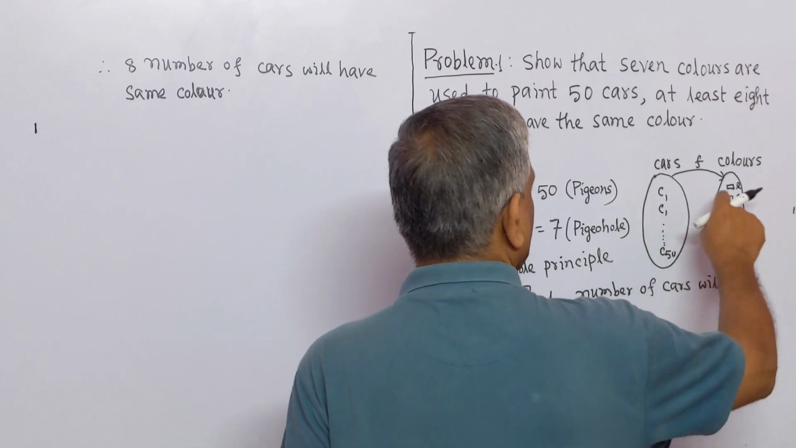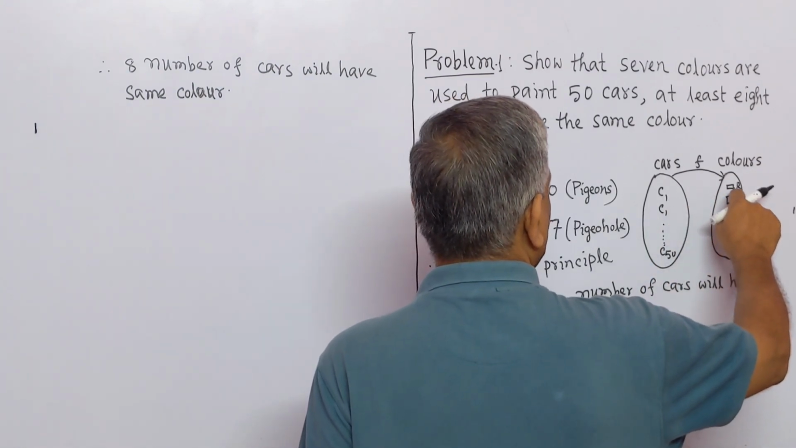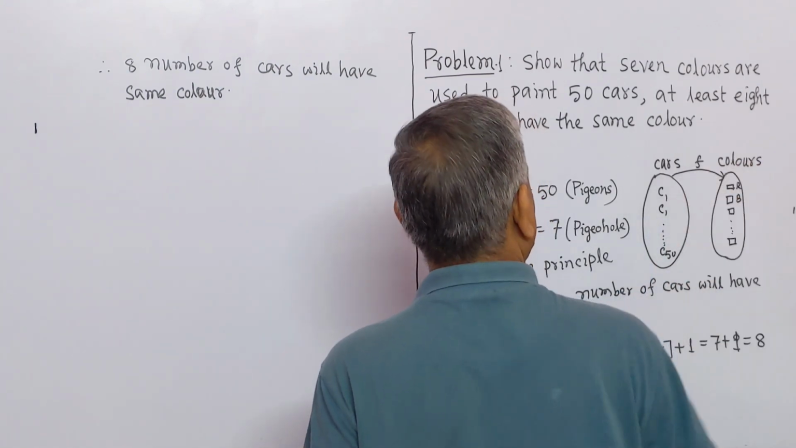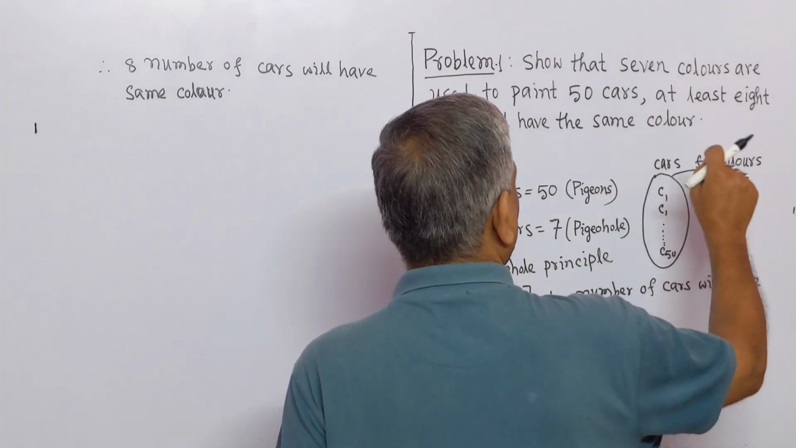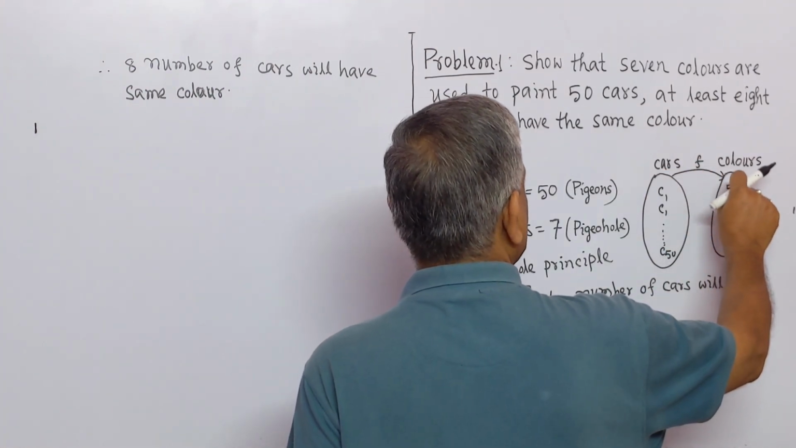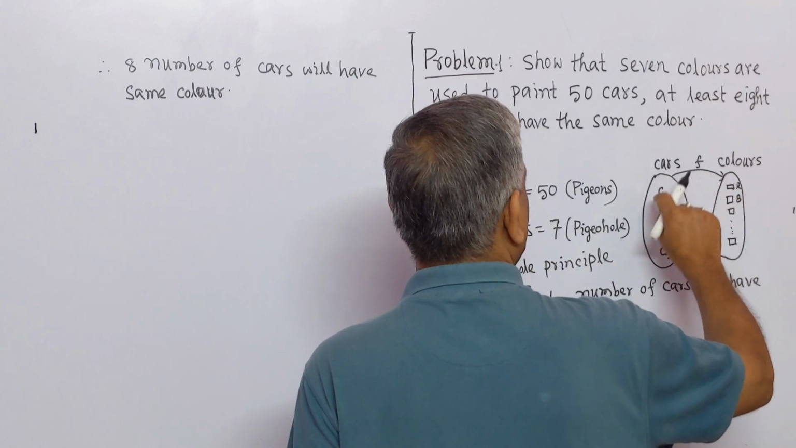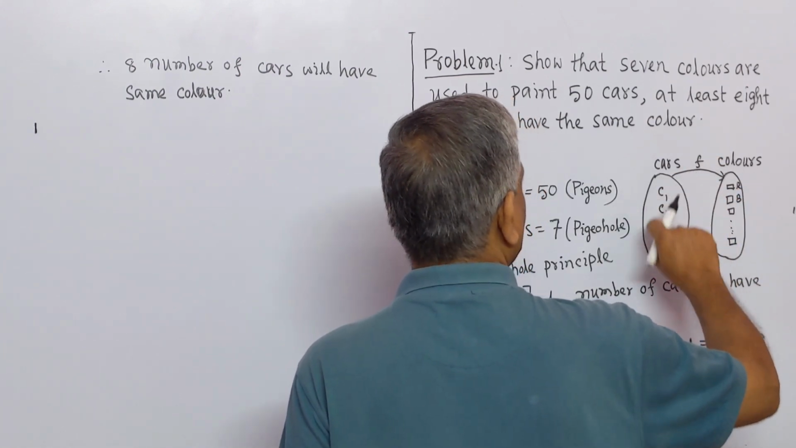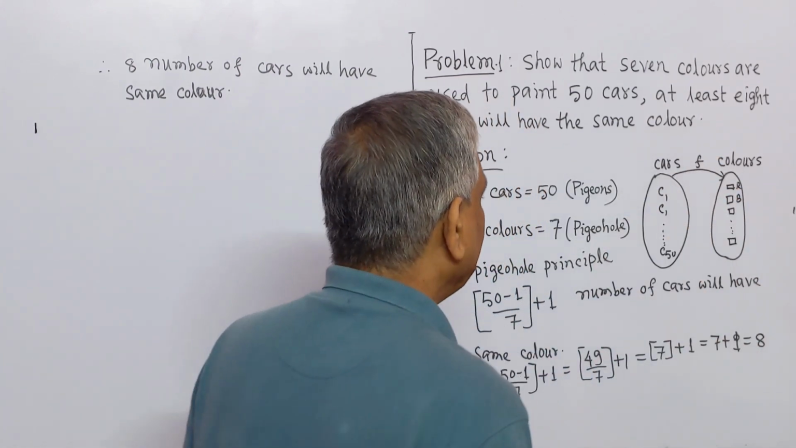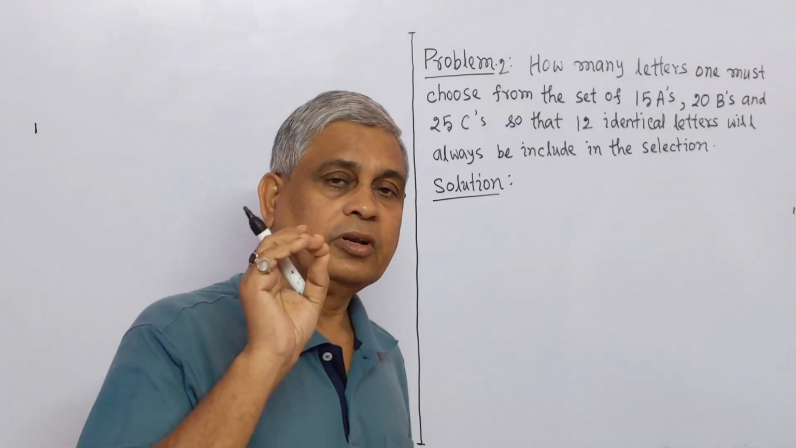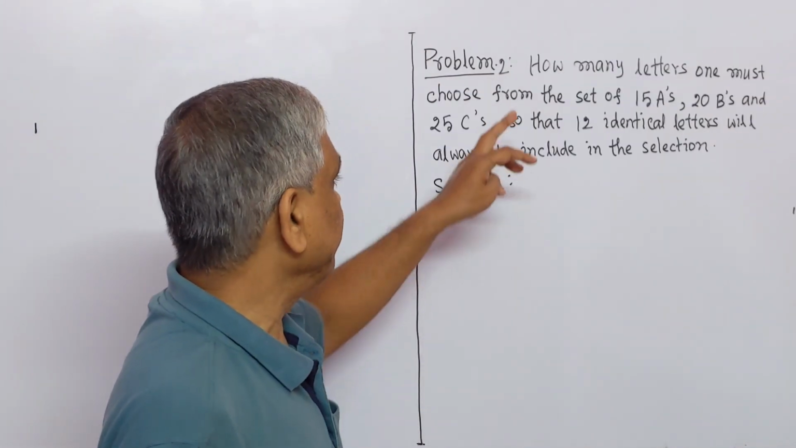That means a color will be the image of 8 cars. That is, one pigeonhole contains at least 8 pigeons. Cars are compared with pigeons. Now we solve the next problem.